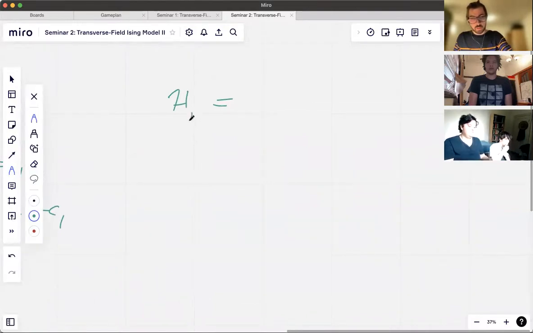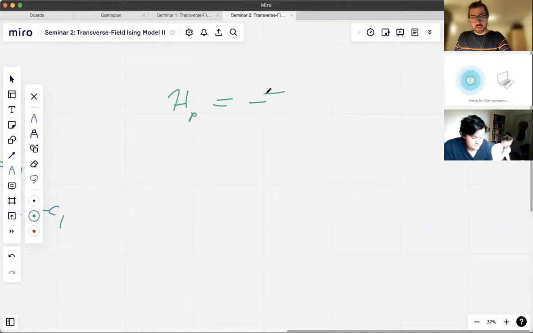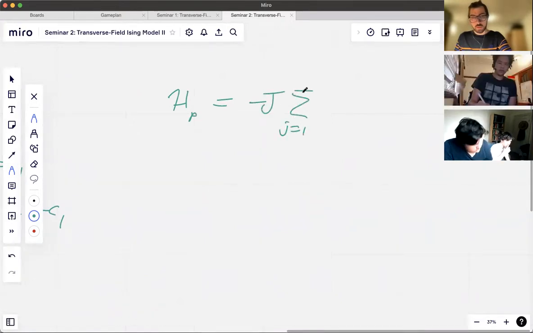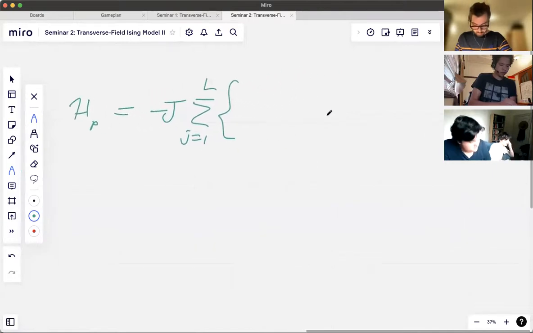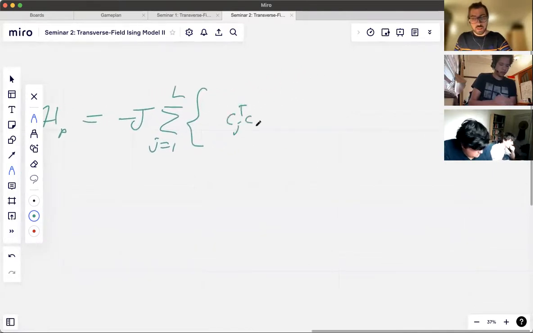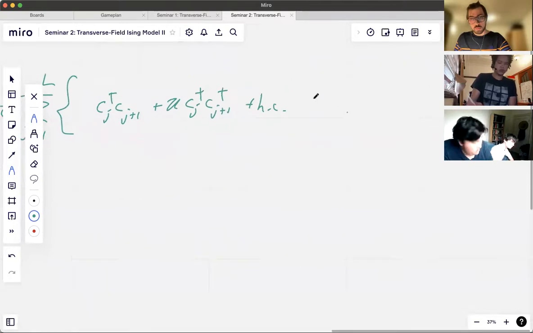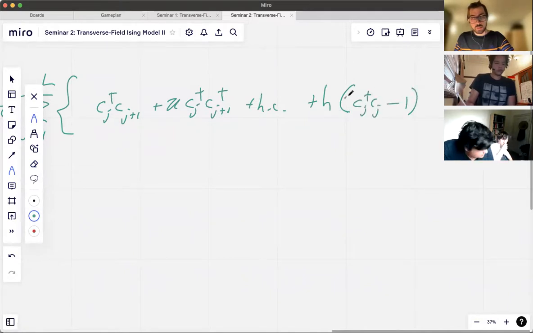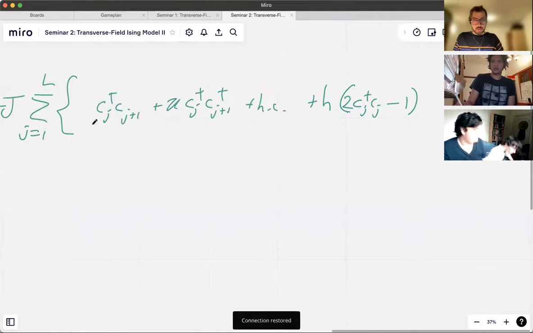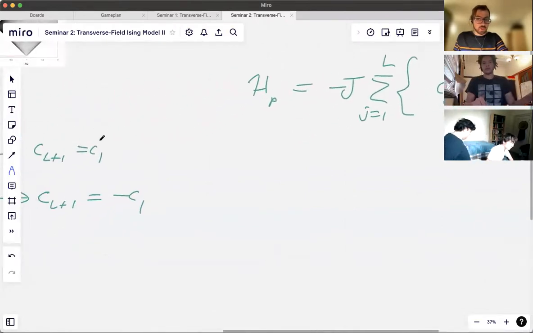Or rather H_P is negative sum j equals 1 to L, big bracket, C_j dagger C_{j+1} plus kappa C_j dagger C_{j+1} dagger, plus Hermitian conjugate, plus h times C_j dagger C_j minus 1. Where now this C_{L+1} is defined like it was here.